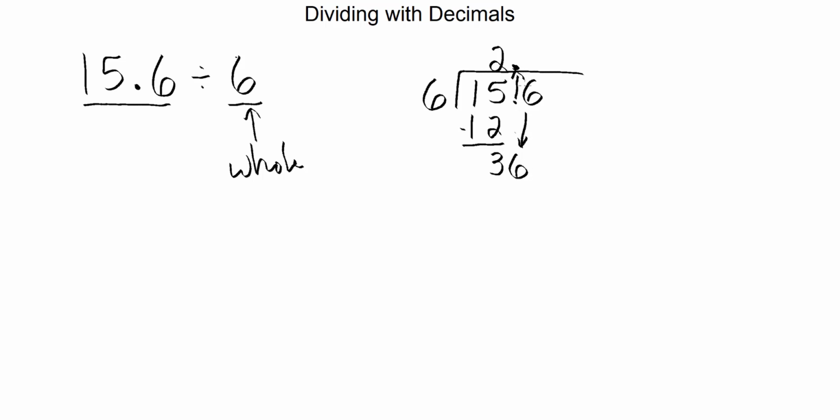So how many 6's go into 36? That would be 6. 6 times 6 is 36. Subtract, and we get 0.